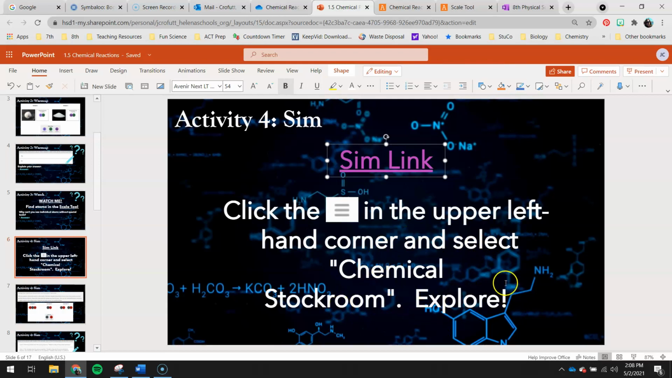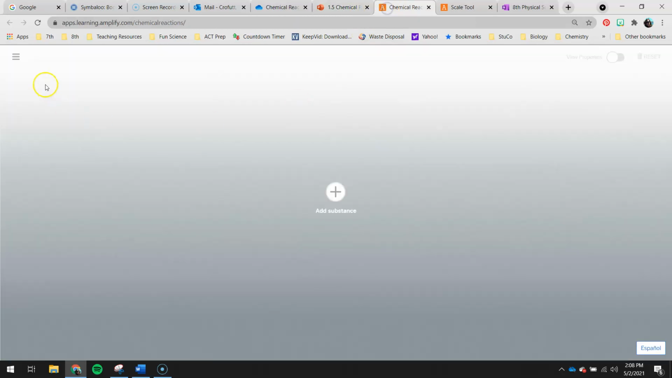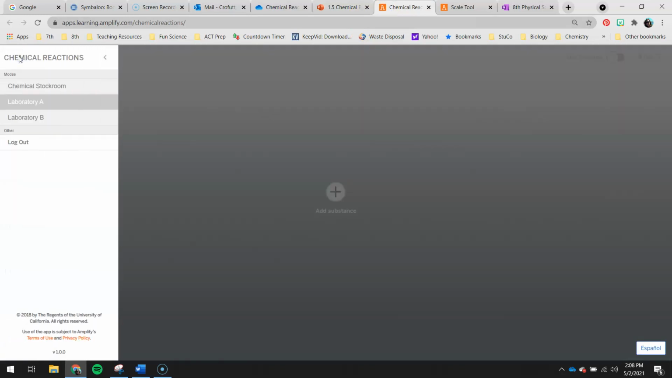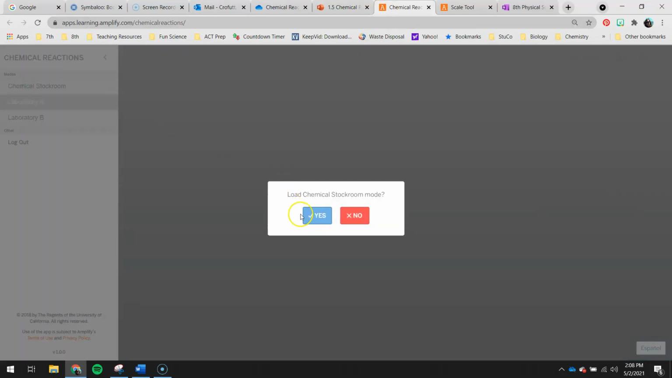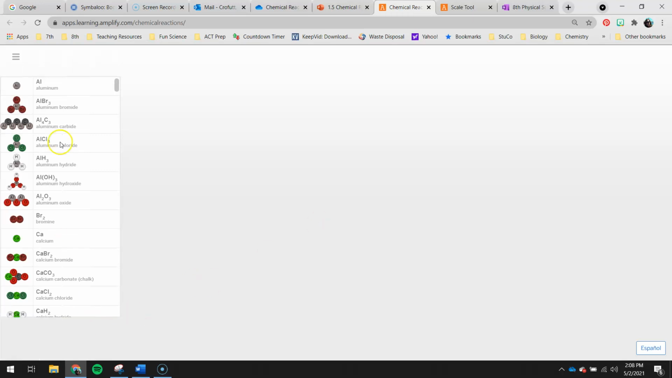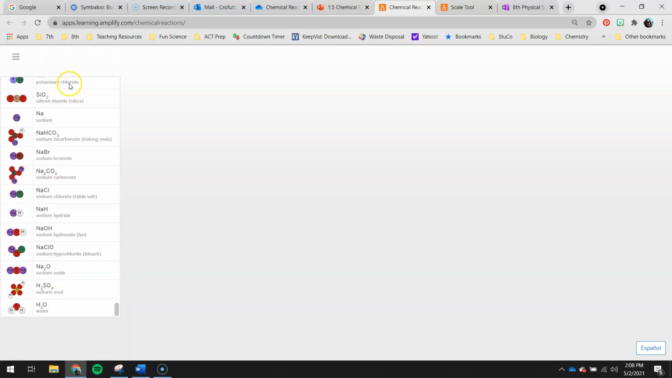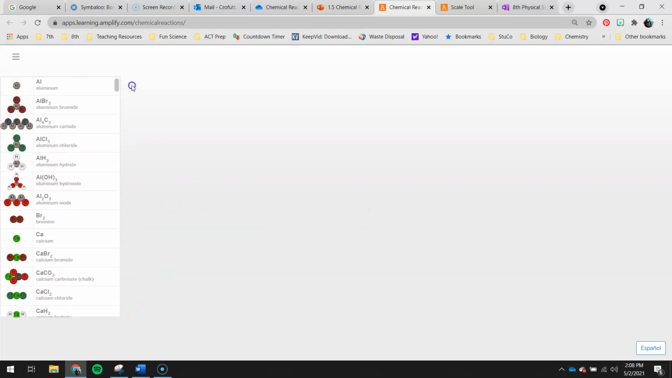You are going to have about 5 minutes to explore this simulation. So I'm just going to show you, you're up here, you're going to click chemical stock room and you're going to click yes, I want to load that. And then you can see there's all kinds of things you can do over here. And then you will grab some chemicals and see what you can do if you mix them.